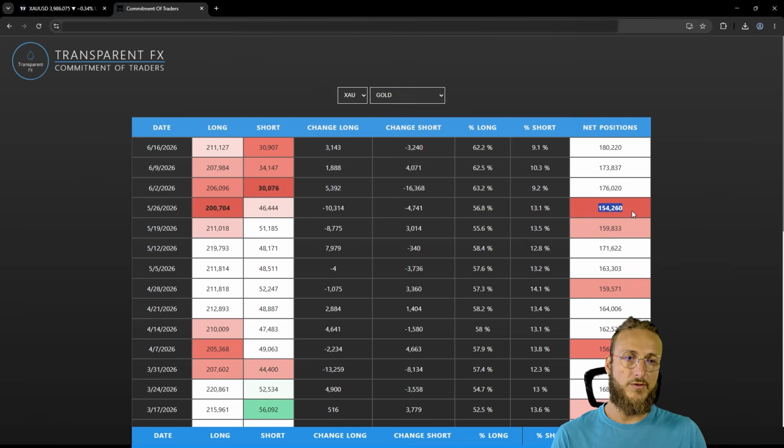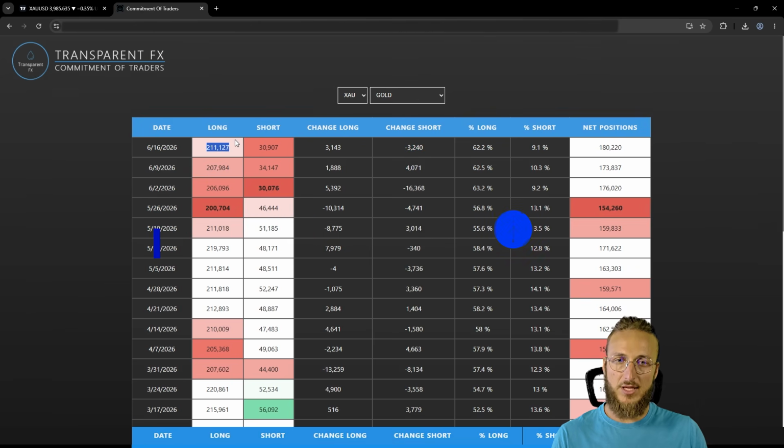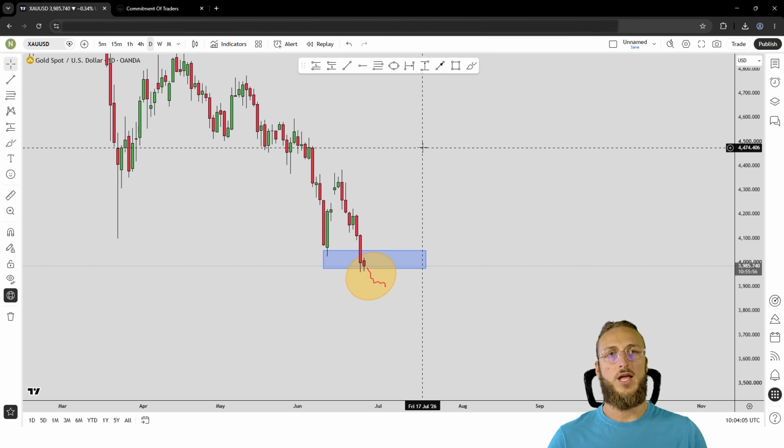We went from 154.2K all the way up to 180.2K net positions, with an extra 3,100 longs added just with the last report and 3,200 shorts getting closed. We can see longs increase from 200K all the way up to 211K. So clearly, institutions are starting to load up again at this area on gold, their long sides, and they're now decreasing also the short sides. So let's keep all of this in mind and move back to the chart.